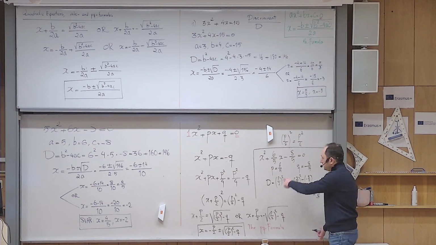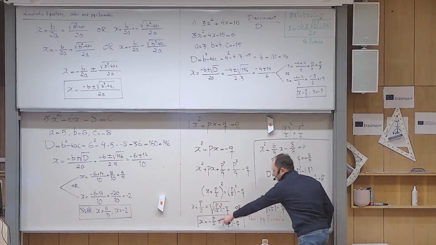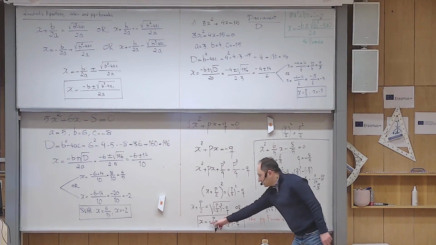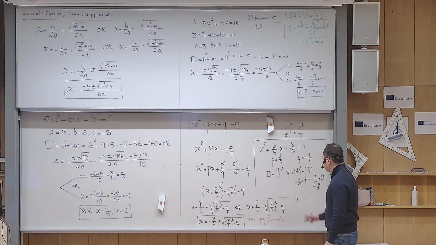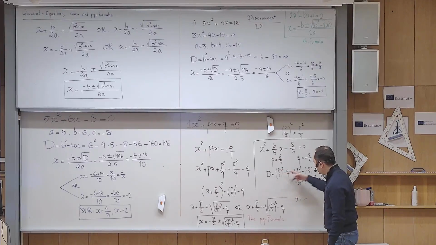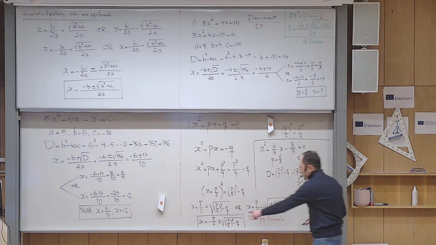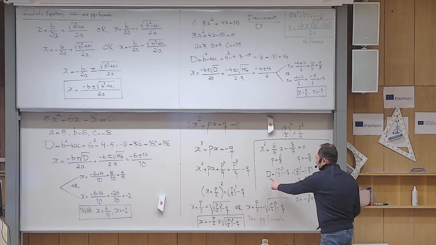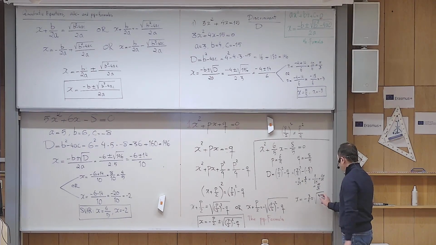Okay, so I put them in the PQ formula here. So x becomes minus, in the formula, p divided by 2, I did it once, it's 3 over 5. Don't get confused. p over 2 is 3 over 5. But there is a minus sign here. So it's minus 3 over 5 plus or minus the square root of the discriminant. The discriminant is this number.